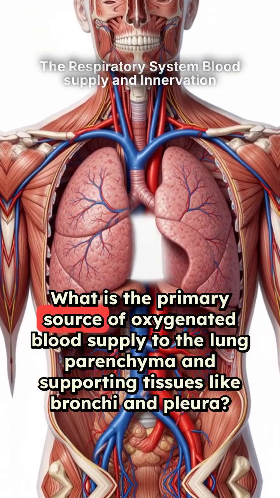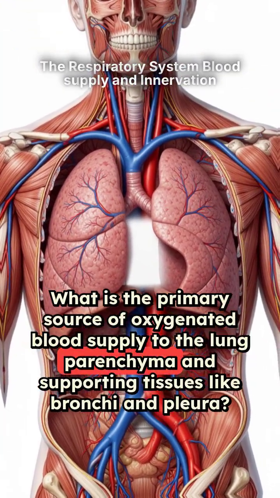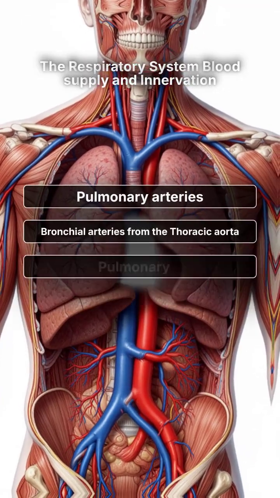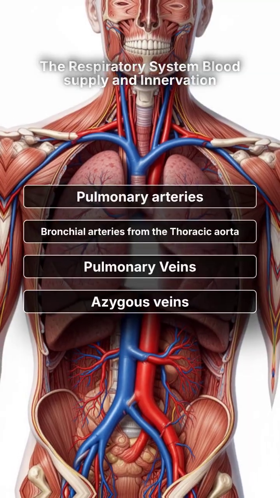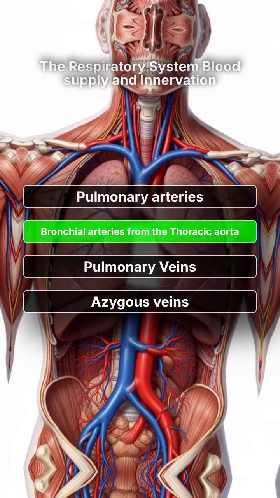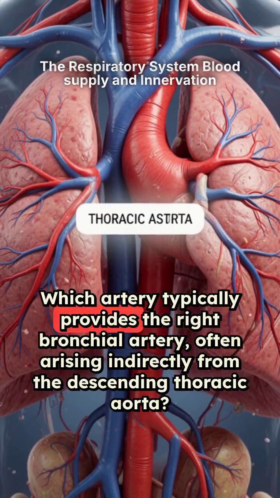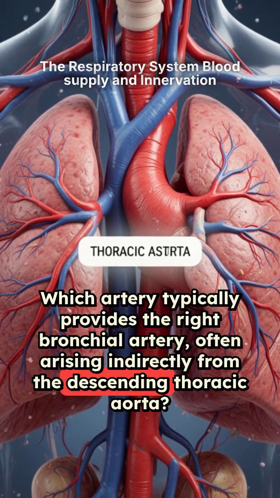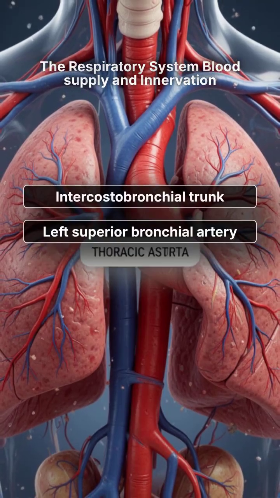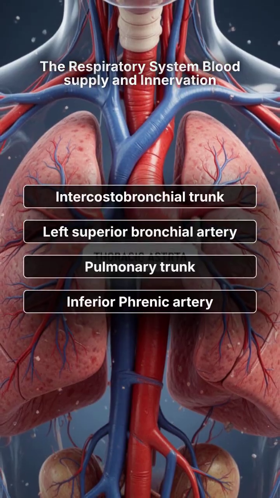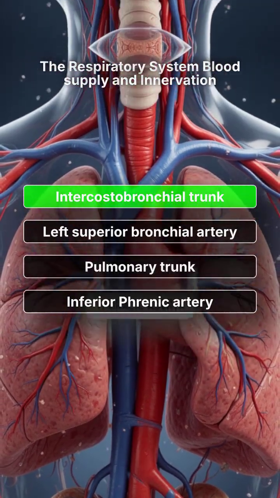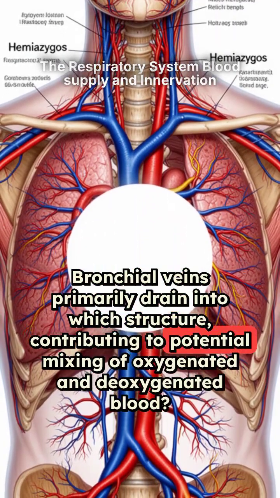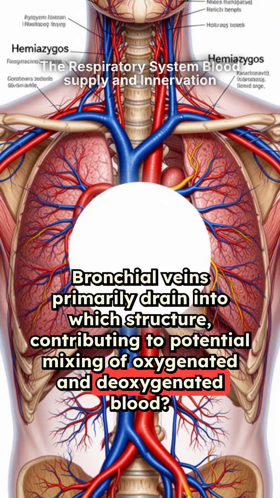What is the primary source of oxygenated blood supply to the lung parenchyma and supporting tissues like bronchi and pleura? Which artery typically provides the right bronchial artery, often arising indirectly from the descending thoracic aorta? Bronchial veins primarily drain into which structure, contributing to potential mixing of oxygenated and deoxygenated blood?